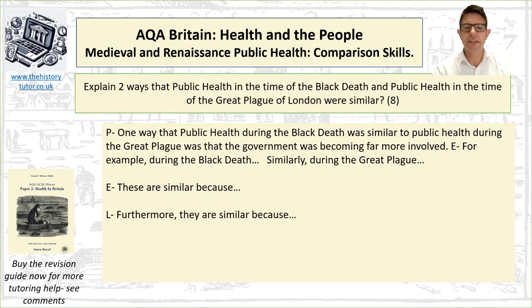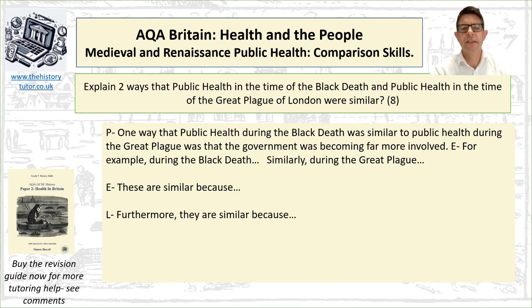So let's give this a go now, writing together. I'm going to start it off for you with an opening sentence because I want to talk about government, because I want to get to that factor and try and give a more complicated response straight away. So I've said one way the public health during the Black Death was similar to public health during the Great Plague was that government was becoming far more involved. Okay, so how would you support that? Look back through your notes, the revision guide, look back through this video. So for example, during the Black Death, this happened. Similarly, during the Great Plague, this happened. In the revision guide, write your response, adding some examples. Pause me now and off you go.